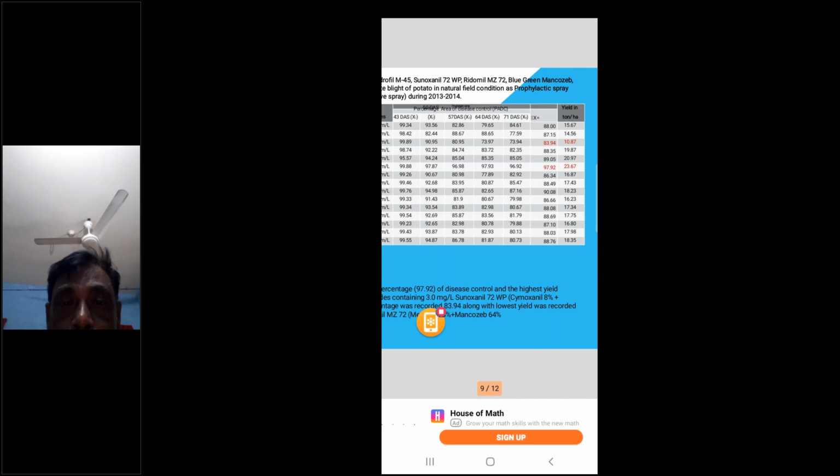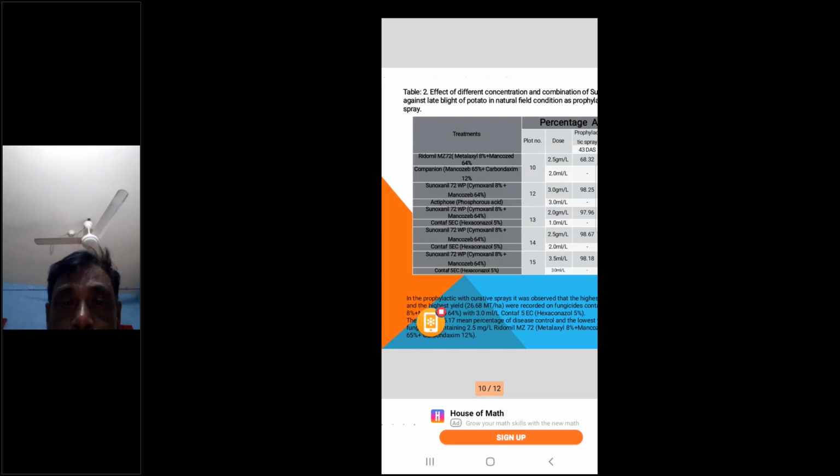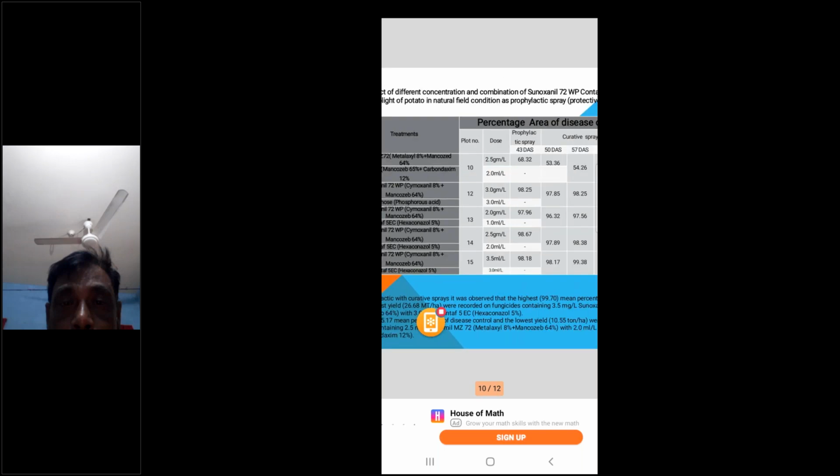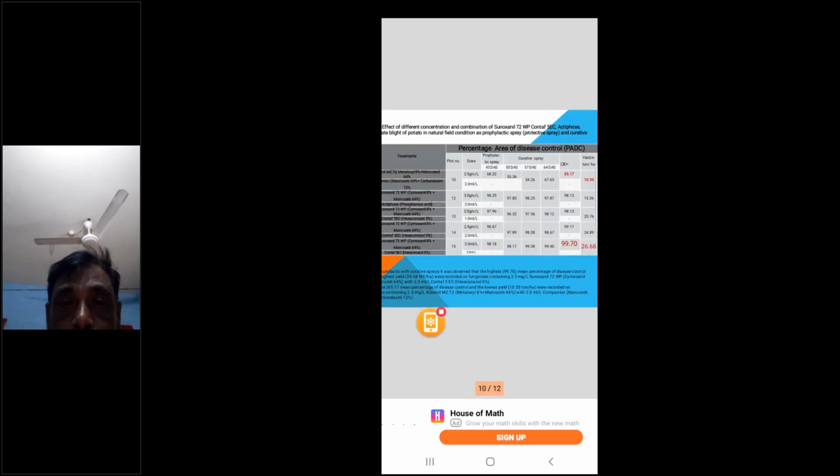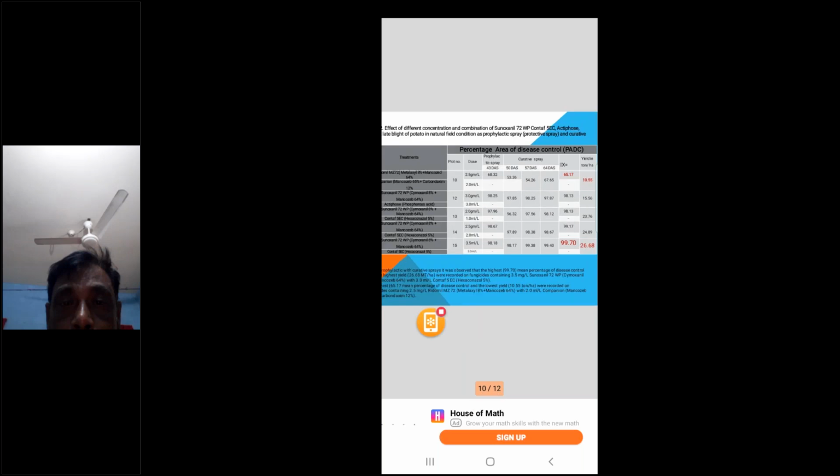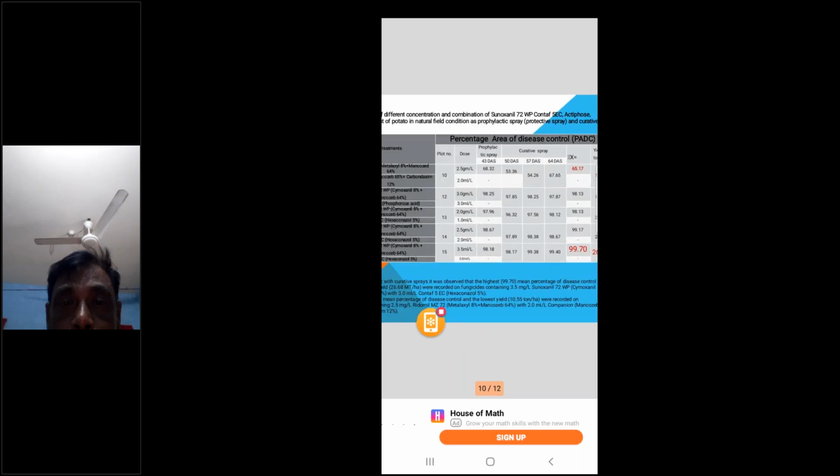Okay. Next. This is another table. Here is the table after the late blight disease affected the plots. The previous table was before late blight disease affected them.